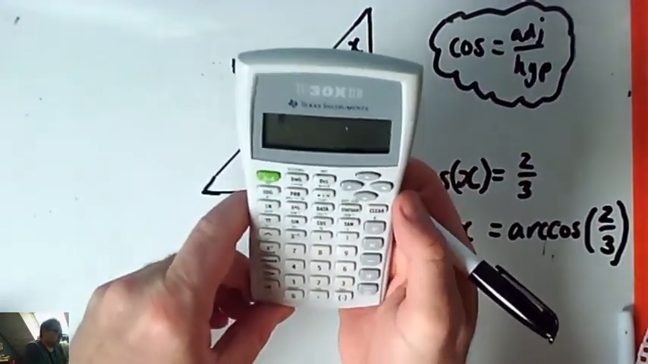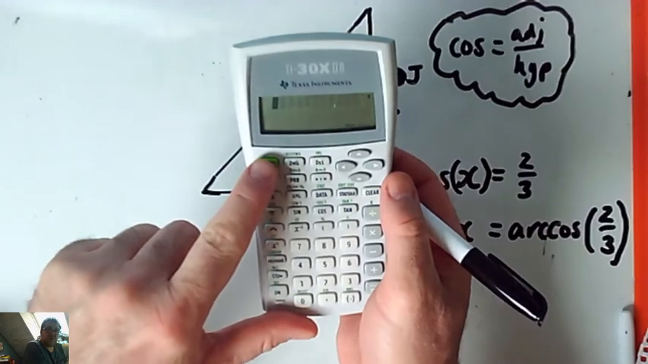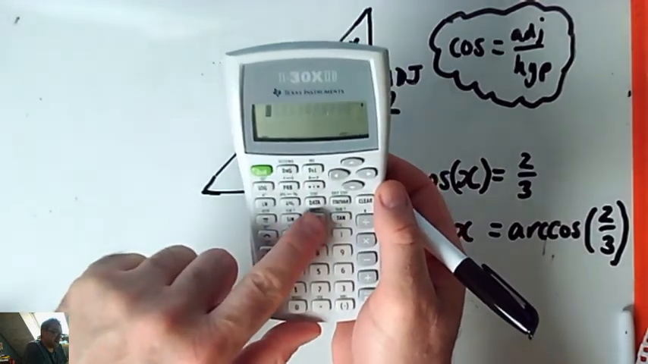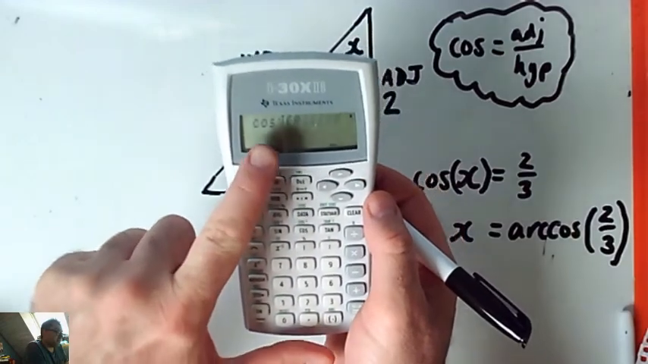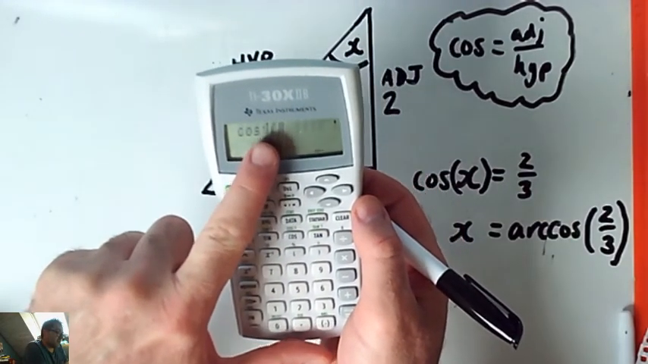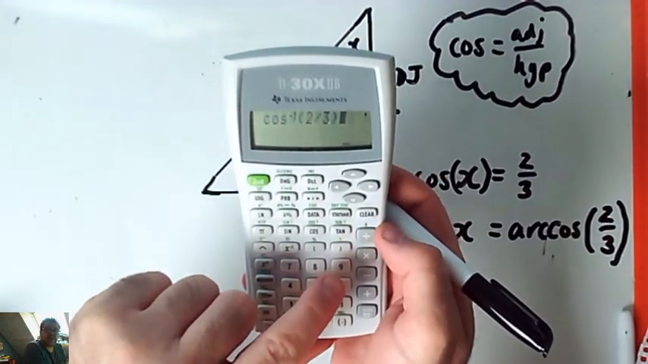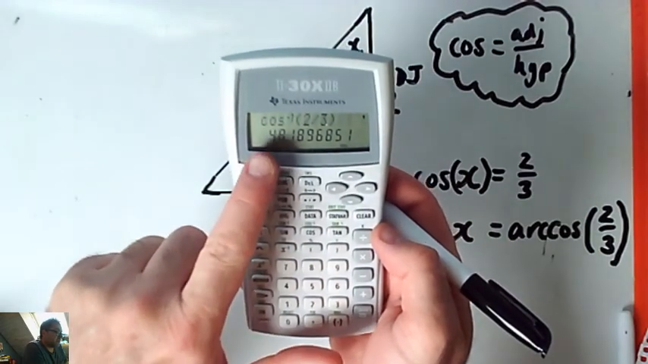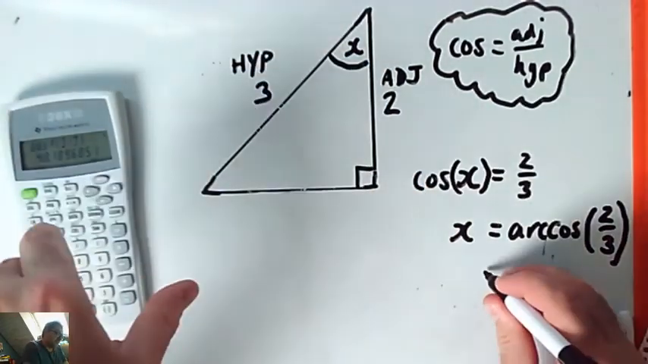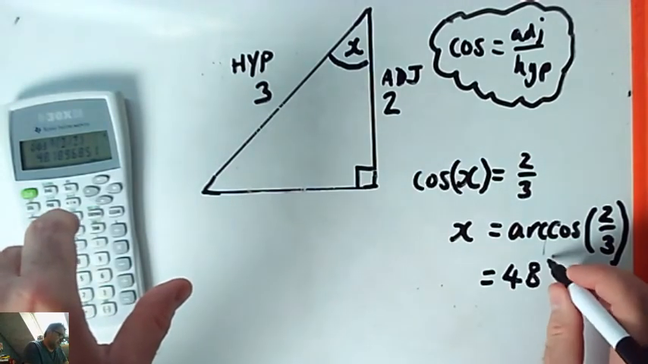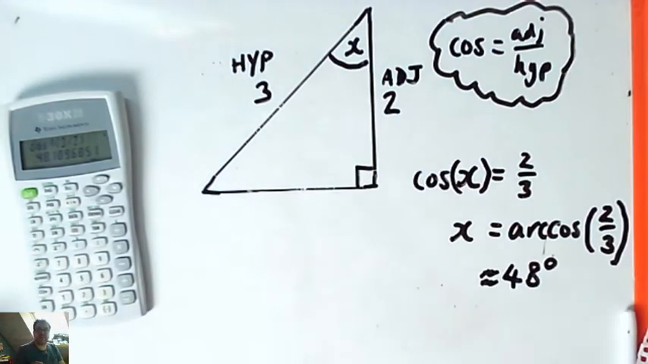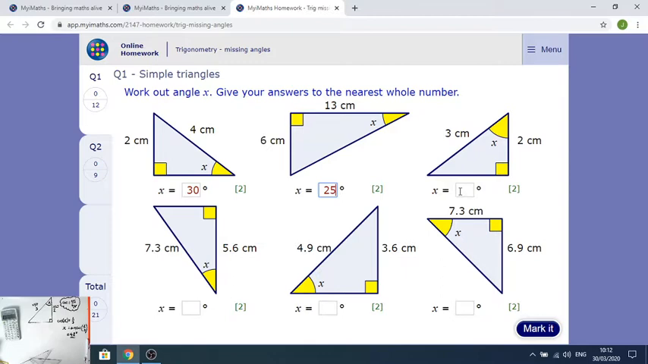So on my calculator, the shift or second function button to get arc cos rather than cos, and it gives me that horrible -1 notation that I don't like. It's opened some brackets for me, so I'm just going to put 2 divided by 3, close the brackets, and equals 48.189, so that's 48 degrees approximately. So 48 is what I'm filling in on the iMaths. So let's fill in 48 and then go on to the next question here.